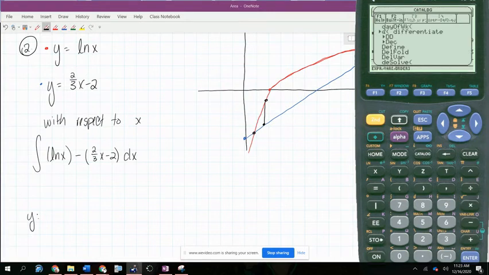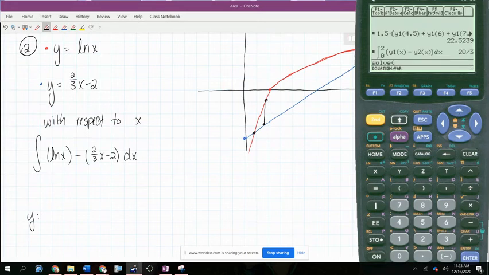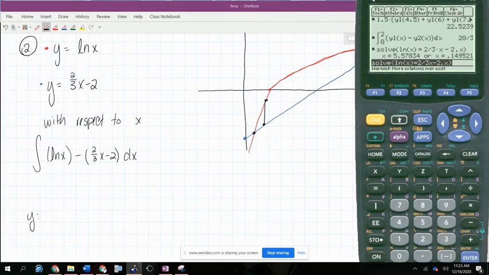But I would like to remind you of this really super fun solve command. I go to catalog, and I'm going to solve, and I'm going to type in natural log of x needs to equal 2/3 x minus 2, and I'm solving for x. Hopefully it gives me two answers. I think I have one here, something less than 1, when x is less than 1. Oh, good, that must be that one.